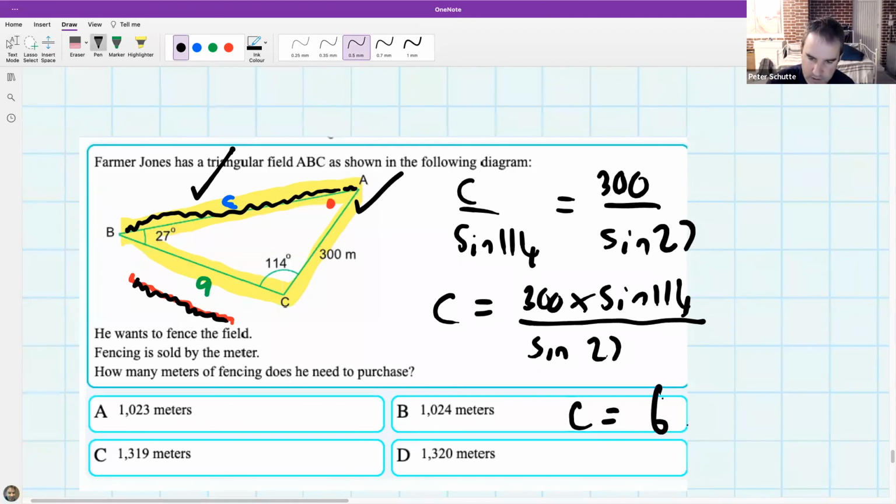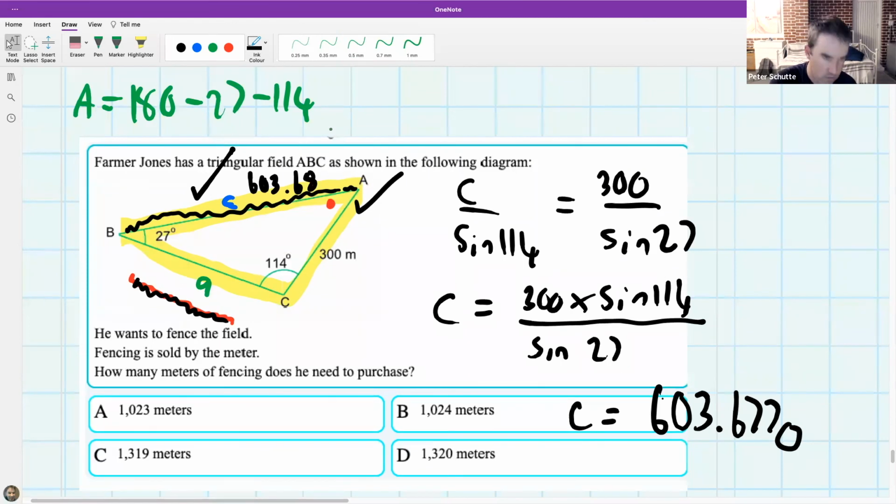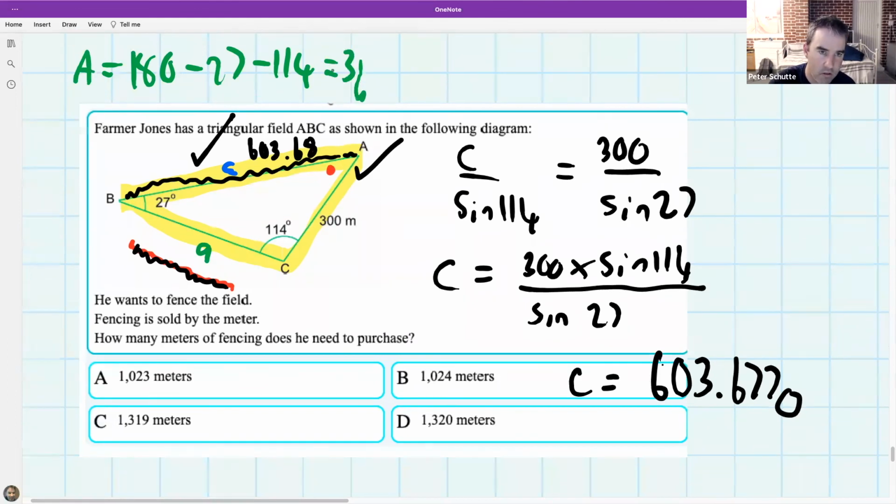So at this point, I get 603.6770. Okay, so probably at this stage we could round off, but this is going to be 603.68 at this stage. Now, angle A to me is going to be 180 minus 27 minus 114. And so that should be 39. Oh, excuse me. So I must have clicked something.